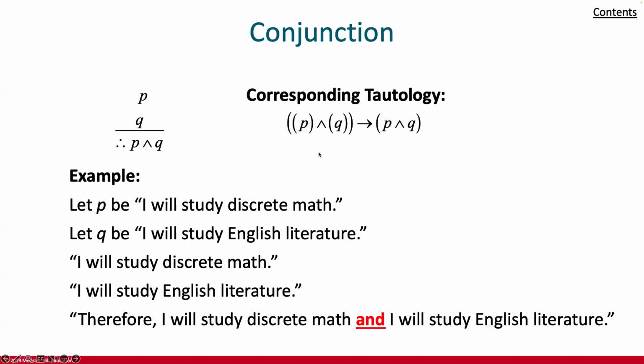For conjunction, here is the tautology that would be part of that. So let P be, I will study discrete math. Let Q be, I will study English literature. I will study discrete math. I will study English literature. Therefore, I will study discrete math and I will study English literature.